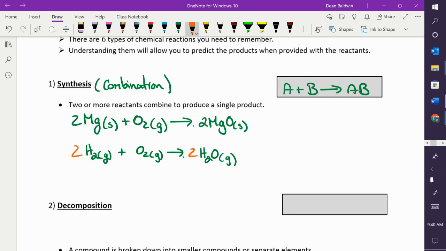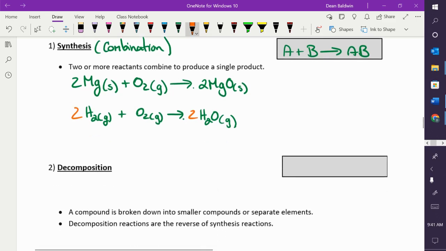The reverse of that is a decomposition. You're breaking something up. Okay? Well, we'll just write the reverse. If we have the compound AB, it's going to break into A plus B. It's the exact opposite reaction.